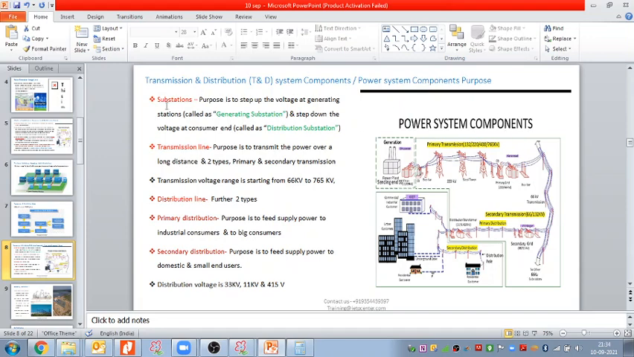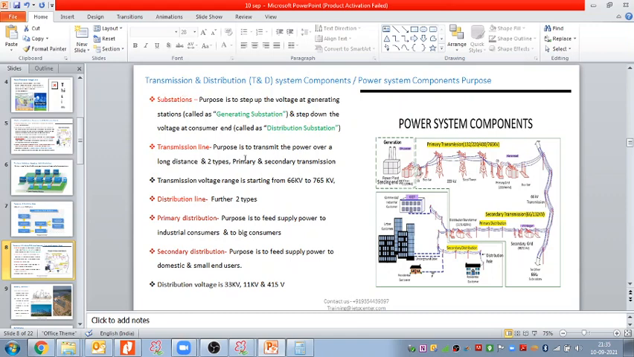The purpose of the substation is to step up the voltage at generating stations, called the generating substation, and step down the voltage at the consumer end, or we can say the distribution substations. So the purpose of the substation is to step up the voltage at the generating power plant station with the help of the generating substation, and step down the voltage at the consumer end with the help of the distribution type substation. So this is the purpose of the substation.